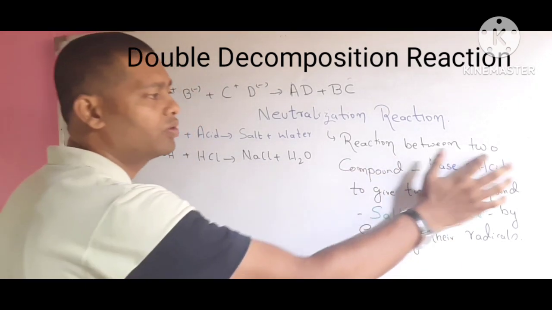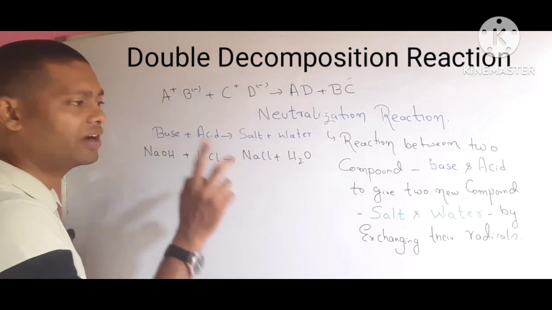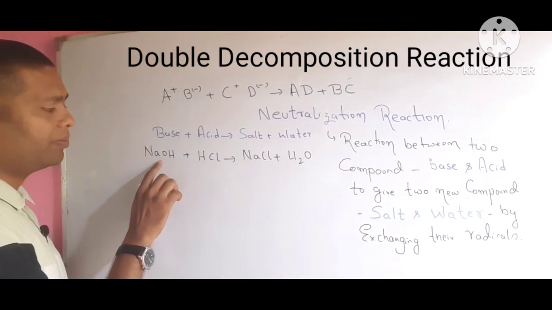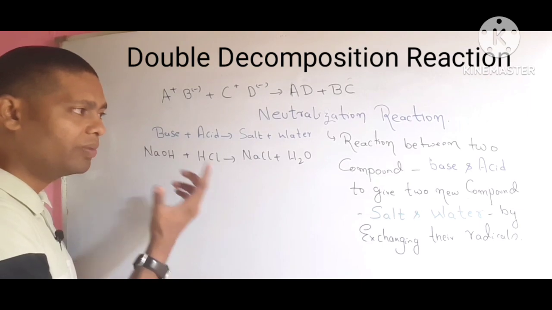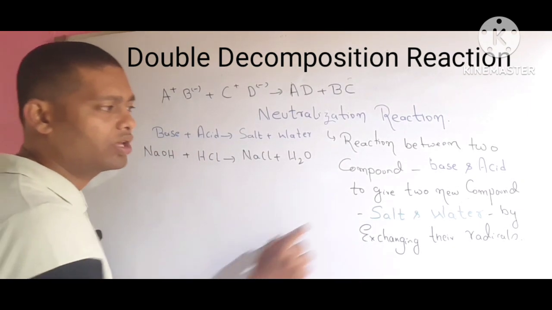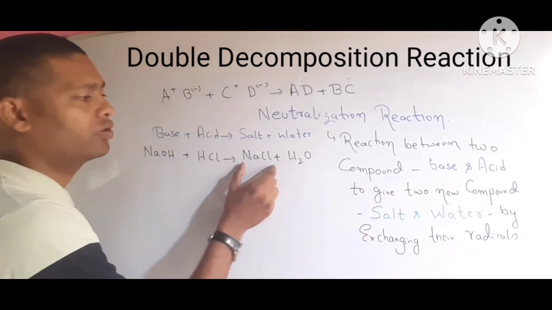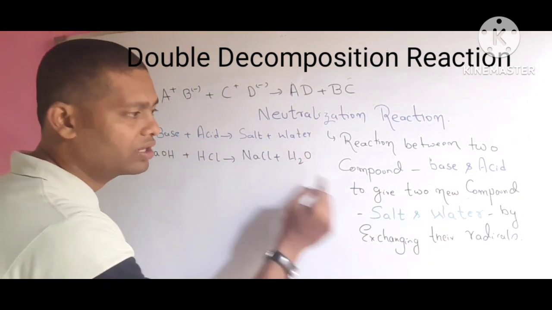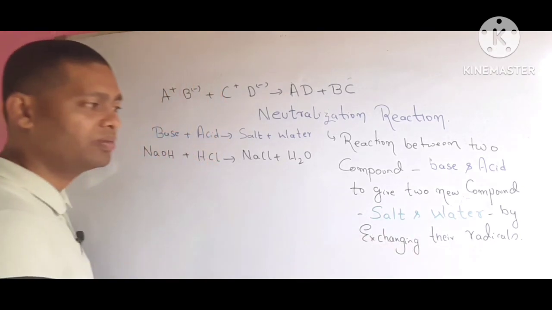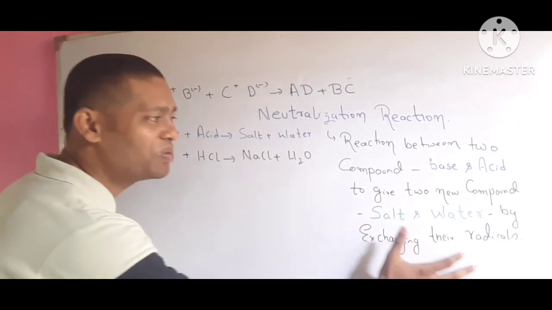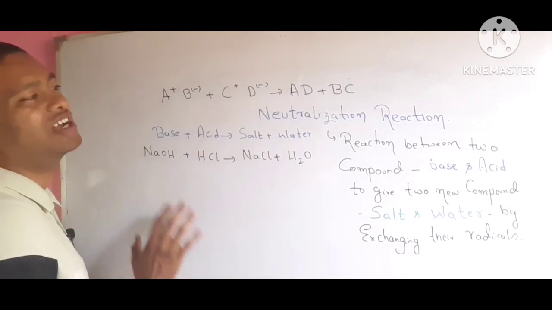So the reaction is between two compounds, a base and an acid on the reactant side. In the base, OH or O will be there, and you know how to identify a base, and an acid also you know how to identify with H. To give two new compounds, we get salt and water. Again it is the same thing, exchange of the radical. So from here we came to know it's a part of the double decomposition reaction only.